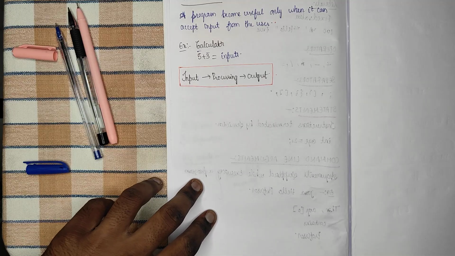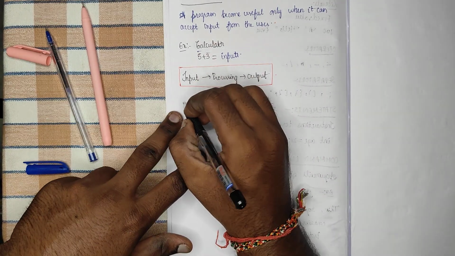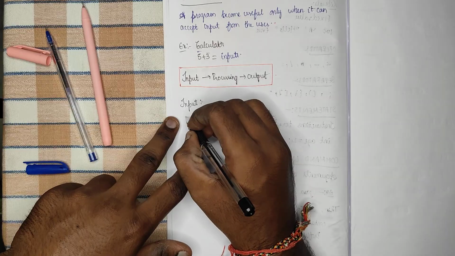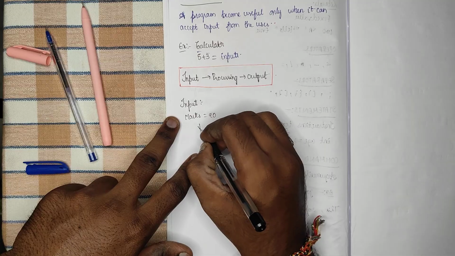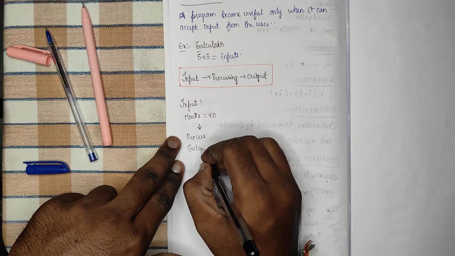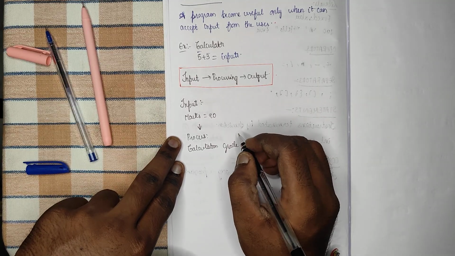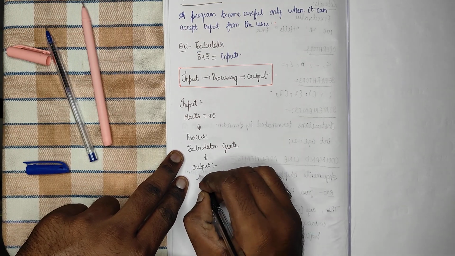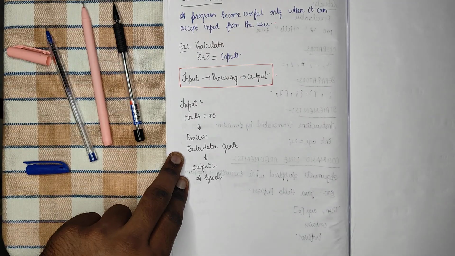Every program works like this. For example, if you take input marks equals 90, then the process is calculation of grade, and the output is a grade. Simple. This is what happens.